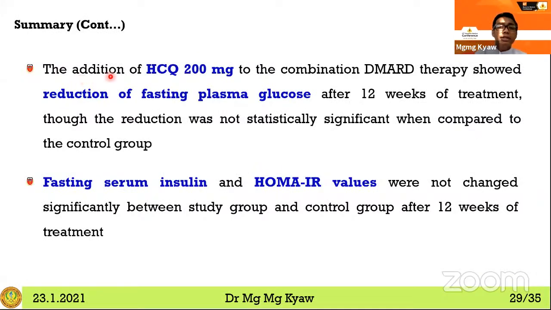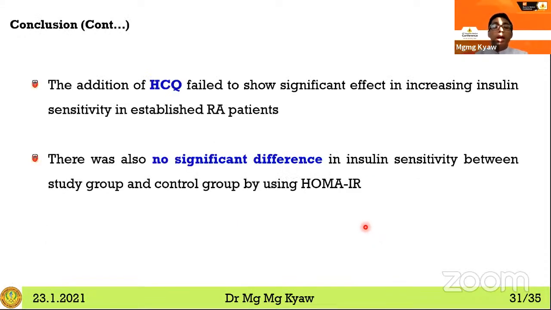Summary. The addition of hydroxychloroquine 200 mg to the combination chemotherapy showed reduction of fasting plasma glucose after 12 weeks of treatment, though the reduction was not statistically significant when compared to the control group. Fasting serum insulin and HOMA-IR values were not changed significantly between study group and control group after 12 weeks of treatment. Conclusion. From the present study, it can be concluded that the addition of hydroxychloroquine failed to show significant effect in increasing insulin sensitivity in established RA patients. There was also no significant difference in insulin sensitivity between study group and control group by using HOMA-IR.